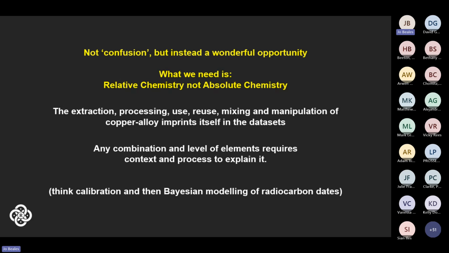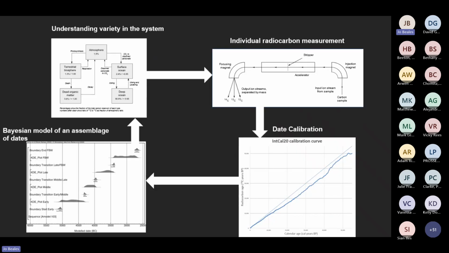So the extraction, the processing, the use, the reuse, the manipulation of copper alloy imprints itself in the data set. The challenge is getting enough data of the right type to find that and to show that those processes are happening. And it needs context and process. So we need to have an archaeological eye to this chemical data, and we need to admit that the chemical data is just full of archaeological stories.